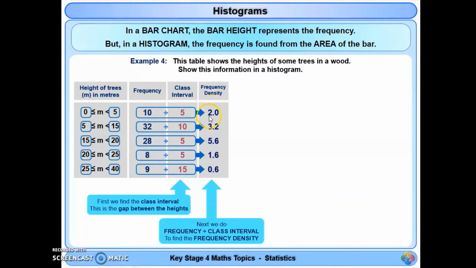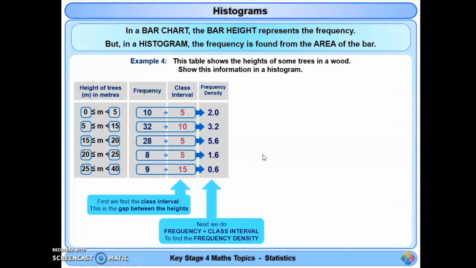So the frequency density of 2 is related to all the 10 trees that are between the heights of 0 and less than 5. The frequency density of 5.6 relates to the 28 trees that are between the heights of 15 and less than 20 meters.